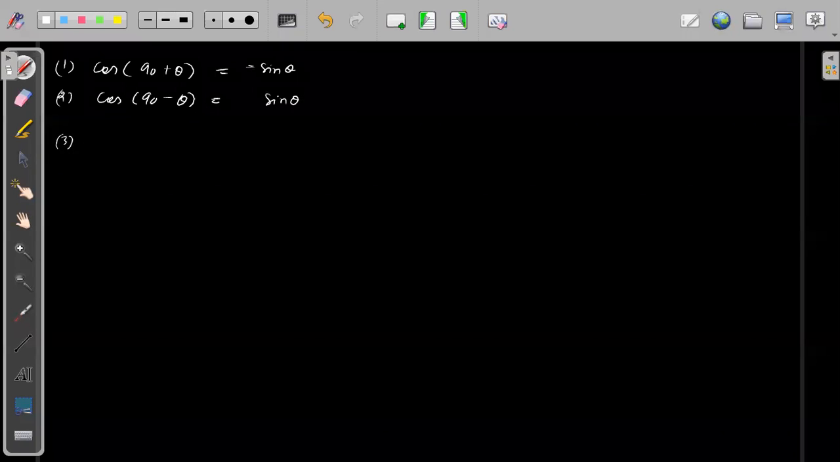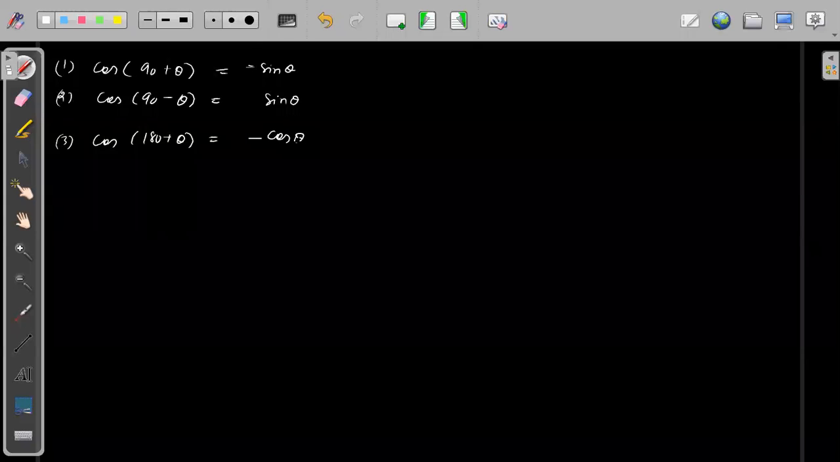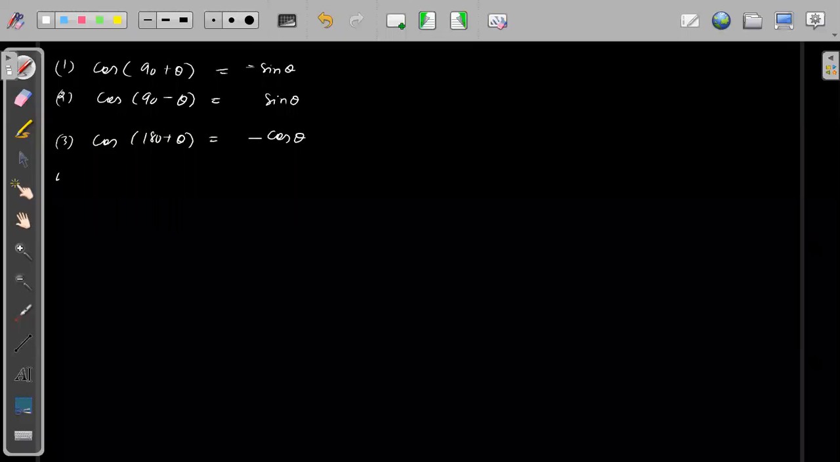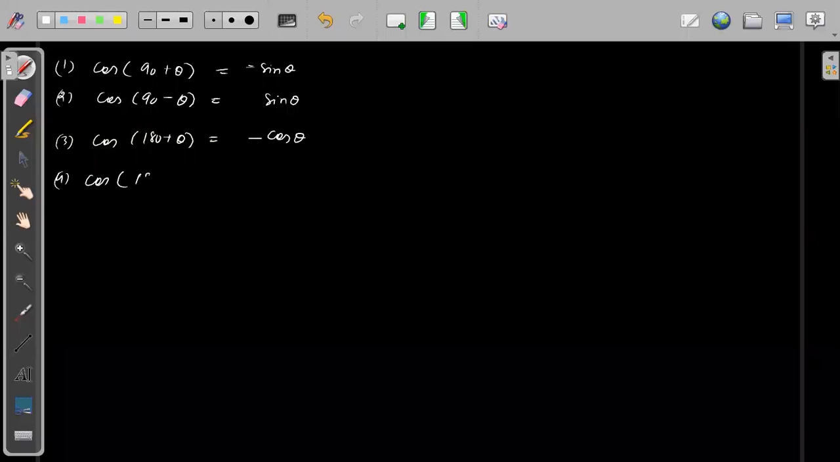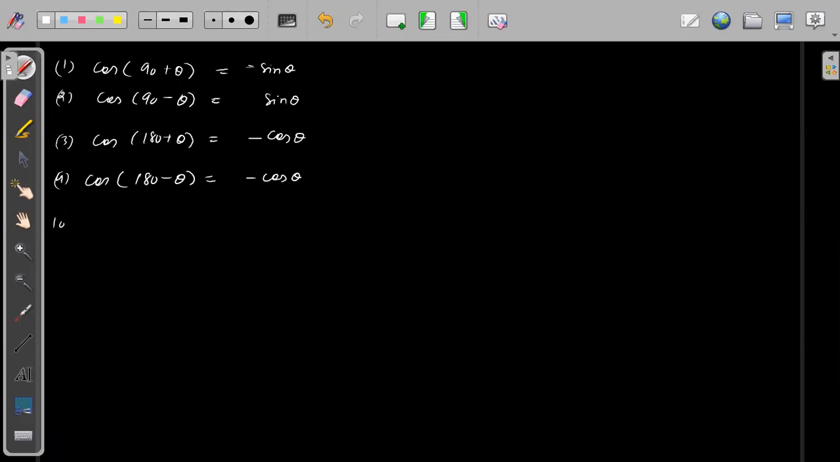Third, cos of 180 plus theta. What is cos of 180 plus theta? Minus of cos theta. Do not make any mistake. Fourth, cos of 180 minus theta. What is cos of 180 minus theta? Again minus of cos theta. Very good. Sorry, this is fourth.